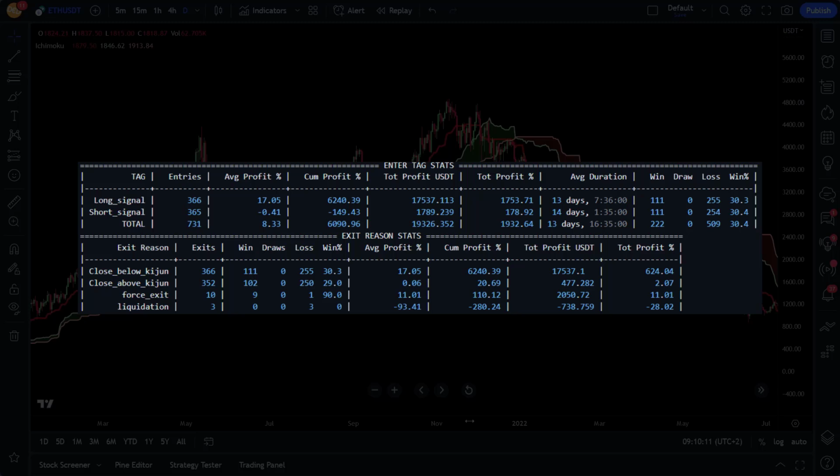366 long signals against 365 short signals. And strangely enough, the short trades actually result in very low profits, and most of the gains are made by the long trades, even though the win percentages are almost the same.